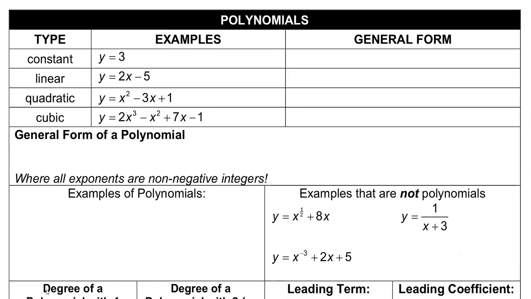So you can see here we have a bunch of types of polynomials. I just want to walk through them one at a time. I'm going to start with the most basic, a constant polynomial. The example that I have here is y is equal to 3. So it's just y equal to a number. Are you guys okay with that? So I'm going to say that the general form for the constant is y is equal to a. Are we okay with that?